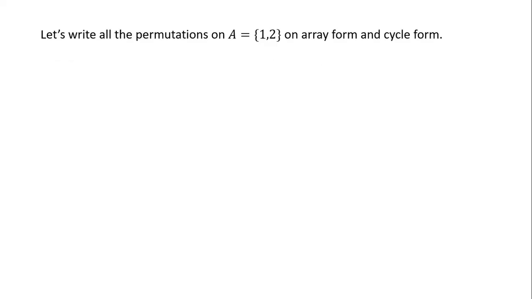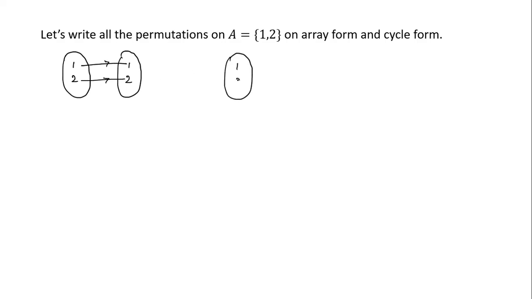Now let's write all the permutations on A is equal to 1, 2 in array form and cycle form. So earlier we already saw what are the possible permutations on set A is equal to 1, 2. Now we will write all the permutations in array form and cycle form. So we had just two permutations if you remember, and they are, one is mapped to itself, 2 is mapped to itself, and 1 is mapped to 2 and 2 is mapped to 1. These are the two permutations we obtained. Let us denote this by E and this by sigma.